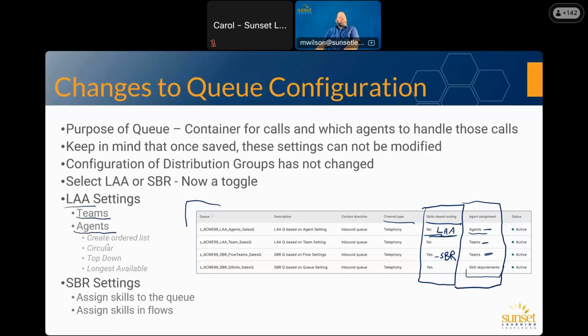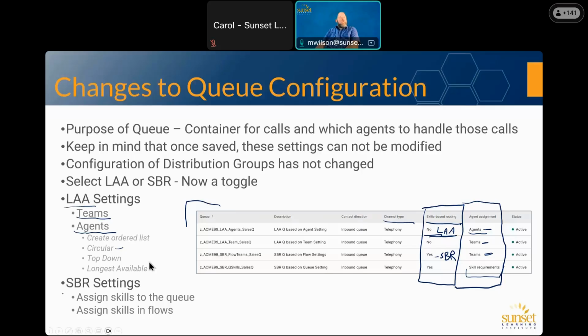When we define a list of agents, we create an ordered list, and then we can choose: do we want to go through that list circular, first, second, third, fourth, fifth, back to first? Do we want to always do top down? If the top agent in the list is available, they always get the call. If you're the fifth agent in the list and one of the first four agents tends to be available, with top down you're never going to get the call. And then, of course, longest available is using that more classic traditional contact center routing algorithm.